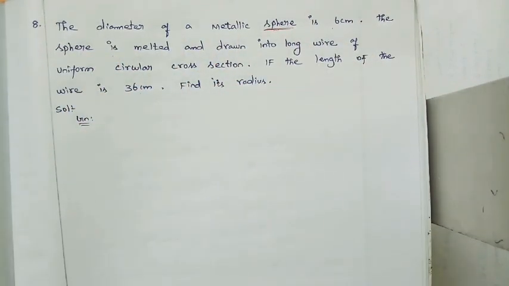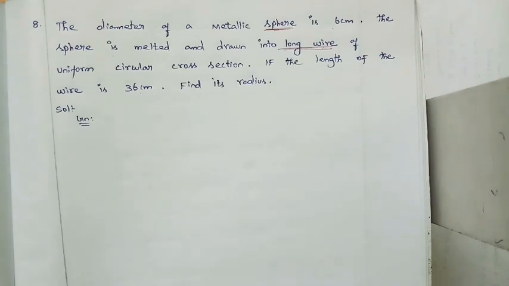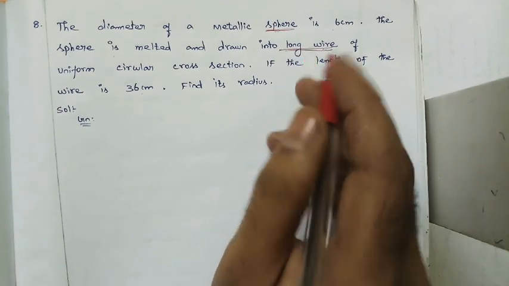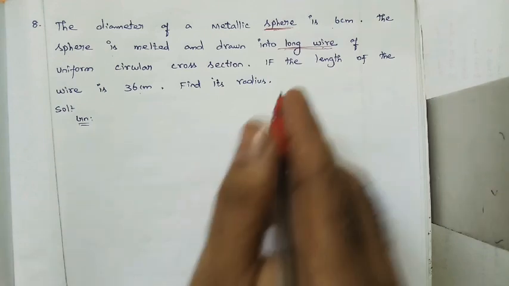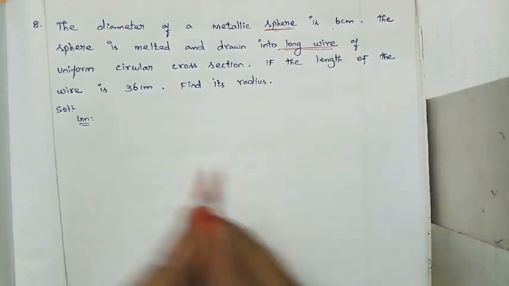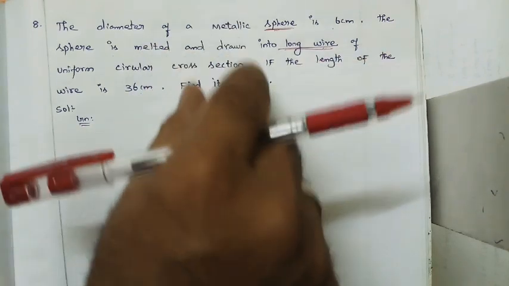Drawn into what solid? Which kind of solid? What shape is the wire? The shape of the wire is a cylinder, just like the wires we usually see in our home. Cylinder in shape, with a curved surface, and a circular cross section.